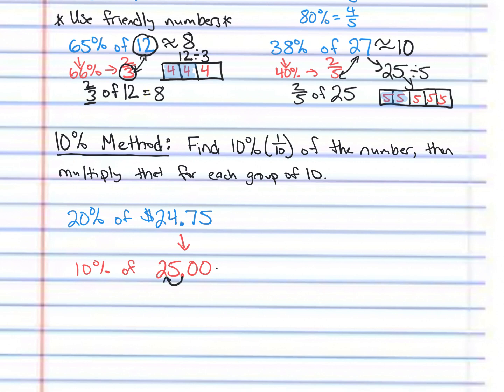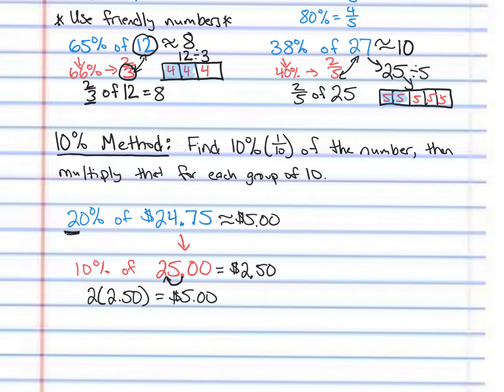So 10% of 25 is $2.50. But I want to find 20%. So 20% is 2 tens. So to find 20%, I'm going to take 2 times the 250. So in this case, it's $5. So 20% of $24.75 would mean that I would leave about a $5 tip.